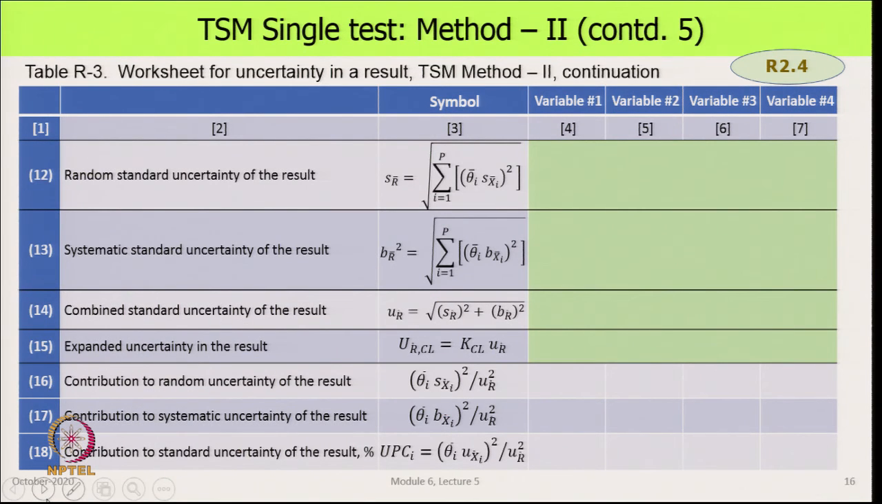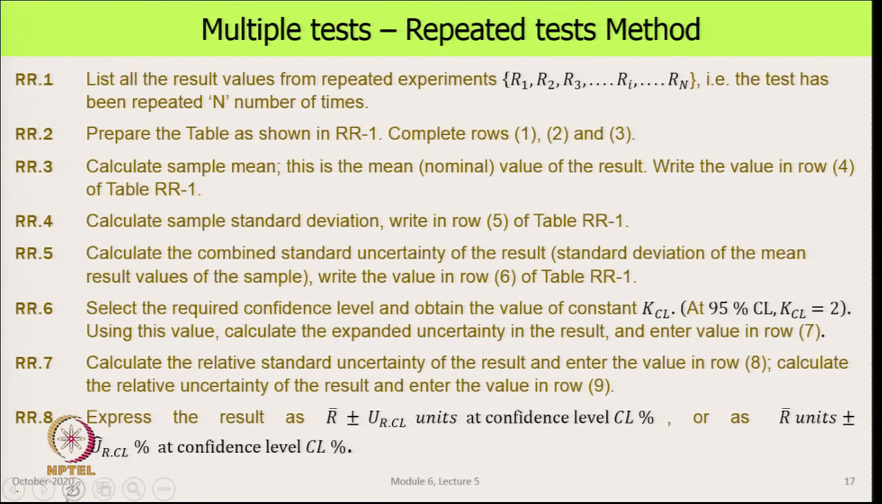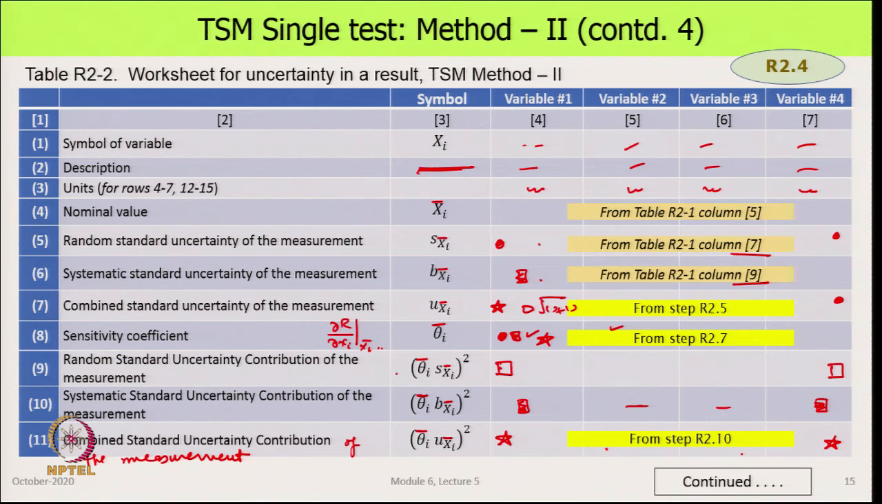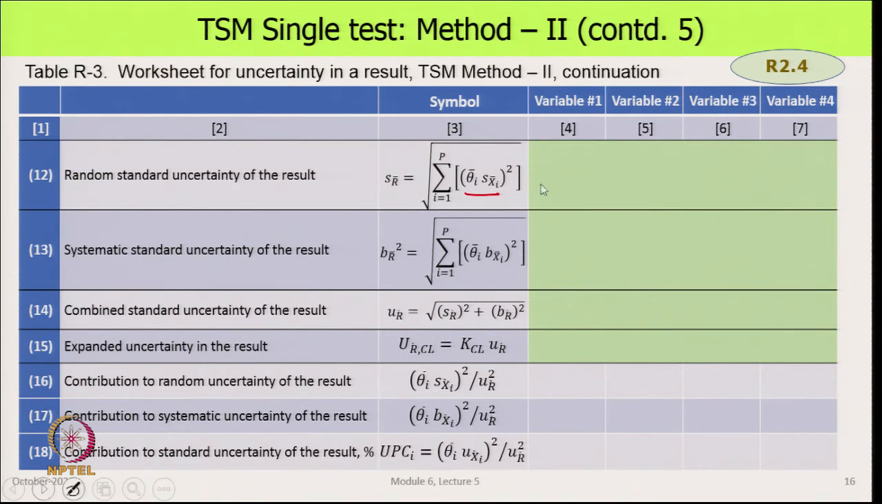Then we continue on the table and say what is the random standard uncertainty of the result. This is the summation of these terms, their square root. Where do these terms come from? In an earlier row, see theta_i s_xi bar terms, they were here. This is row 9. So, in the next one we add numbers in row 9 and take their square root.